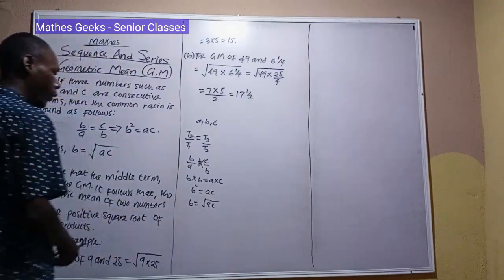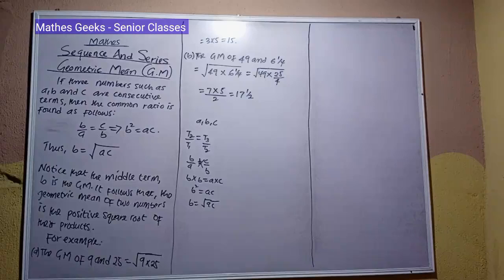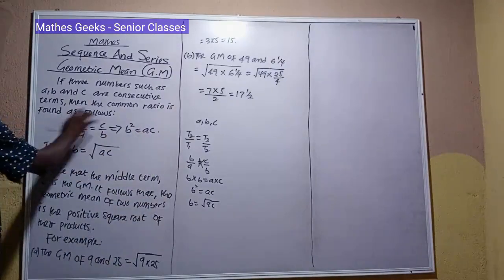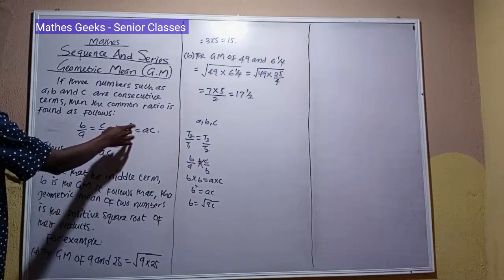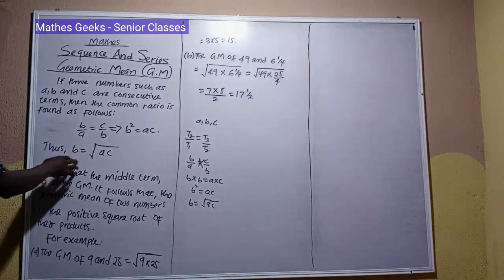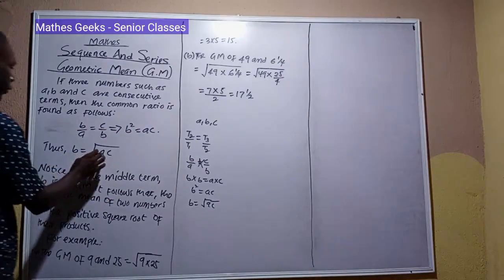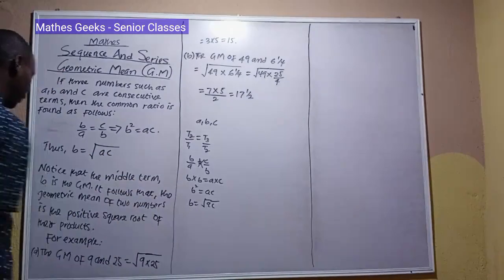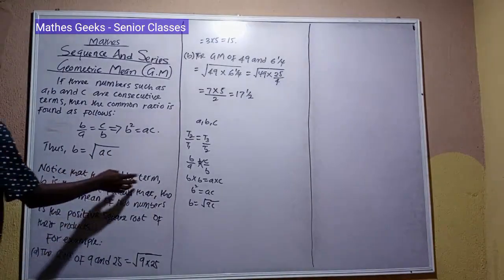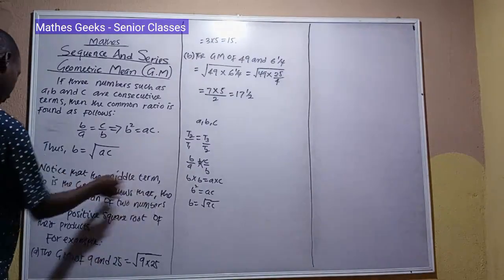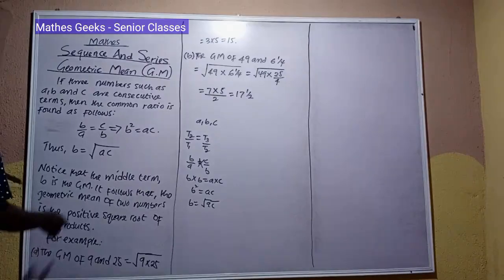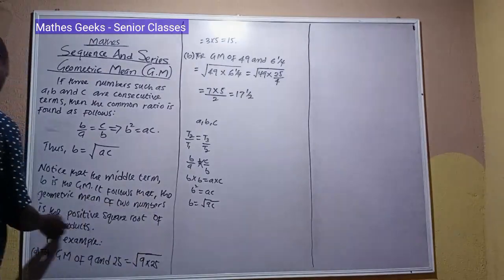So if three numbers such as A, B, and C are consecutive terms, then the common ratio is found as follows: B over A is equal to C over B, which implies that B squared is equal to AC. Thus, B is equal to the square root of AC, which is what we got here. Notice that the middle term, B, is the geometric mean. It follows that the geometric mean of two numbers is the positive square root of their product.